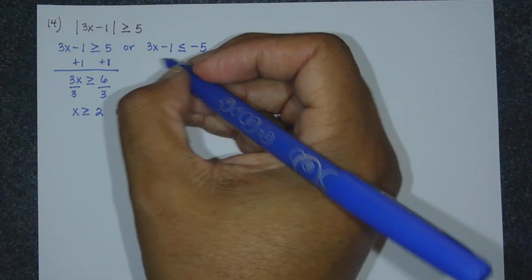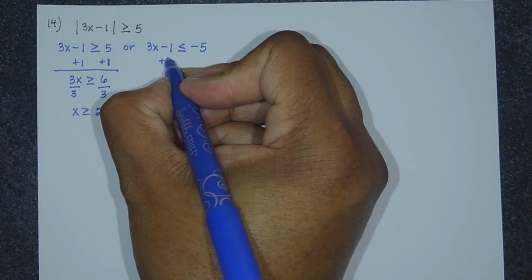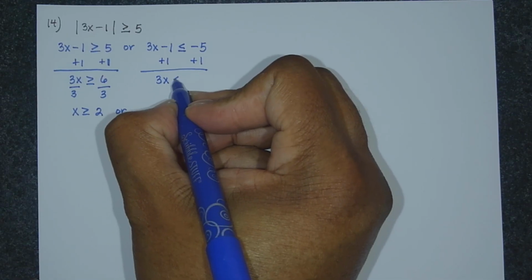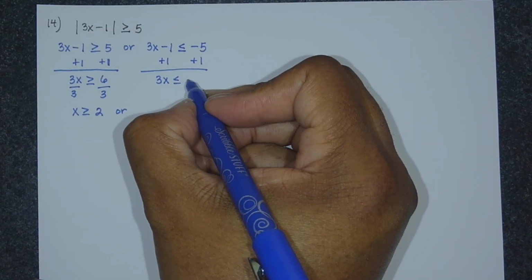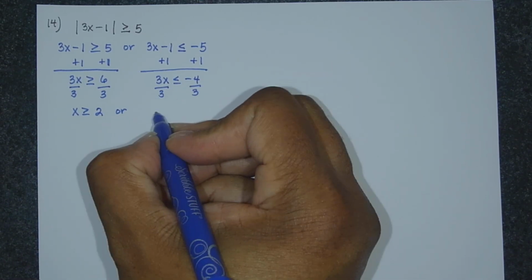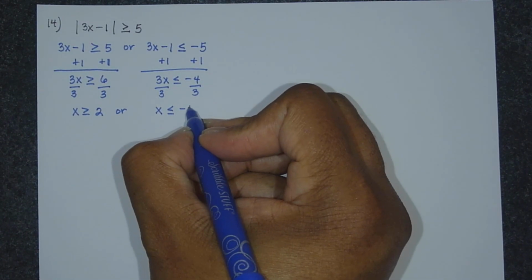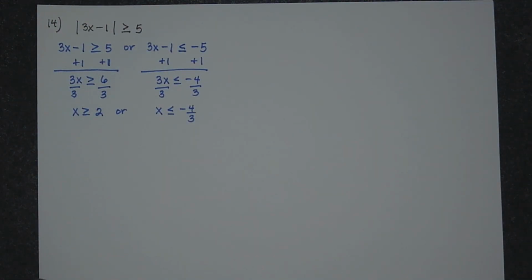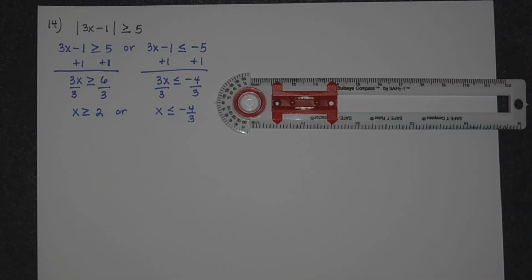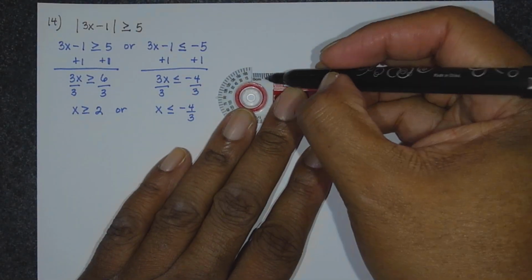For 3x minus 1 is less than or equal to negative 5, you'll still add 1 to both sides. So that means 3x is less than or equal to, what's negative 5 plus 1? Negative 4. Divide both sides by 3, you'll get x is less than or equal to, and I'll leave this as negative 4/3. So my solution set would be x is greater than or equal to 2, or x is less than or equal to negative 4/3. And with this, we're going to graph the solution set on a number line.